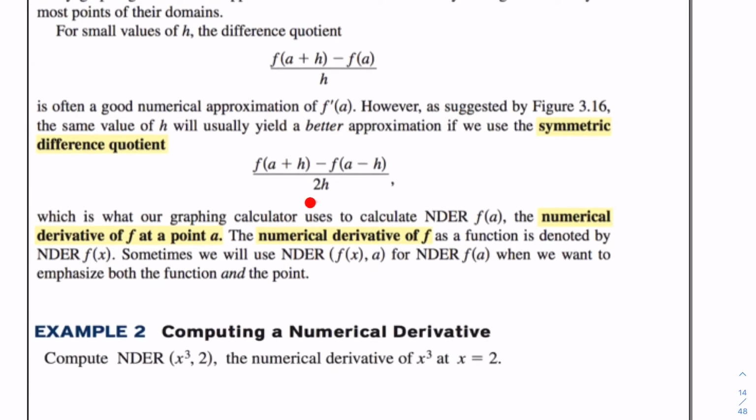All right, but you don't need to worry. This is, remember, a plus h, a minus h, a minus a is 0, h minus negative h is 2h. It's h plus h. Which is what our graphing calculator uses to calculate this thing called nDeriv, numerical derivative. nDeriv has changed a little bit on our calculator, and I'll show you. But we're going to use this to calculate some of these at a point, and sometimes we use it when we want to emphasize both function and point.